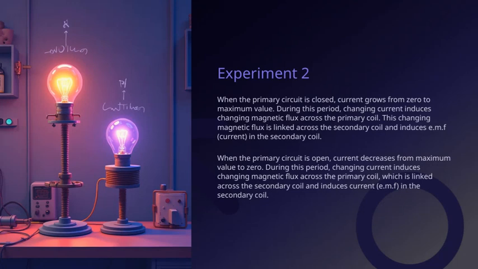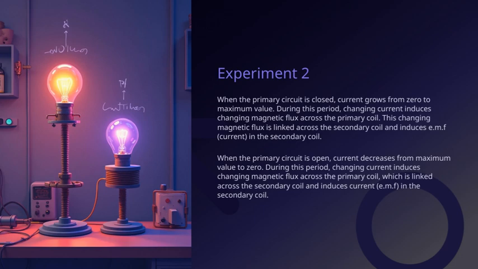When the primary circuit is open, the current starts to decrease from its maximum value down to 0. During this process, the changing current creates a changing magnetic flux across the primary coil. This magnetic flux is linked across the secondary coil, which then induces a voltage, or electromotive force, in the secondary coil. It's this changing magnetic flux that's key to inducing current in the secondary coil.